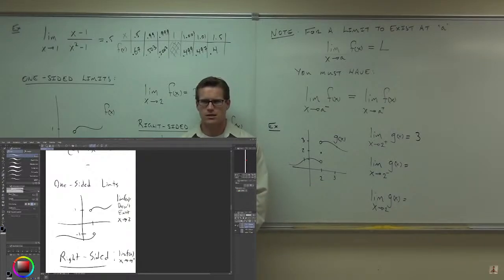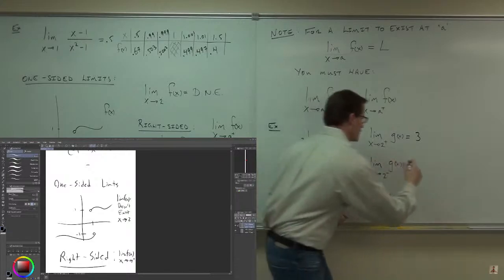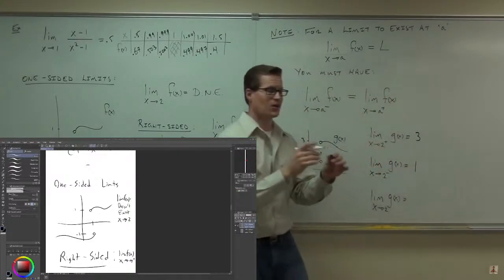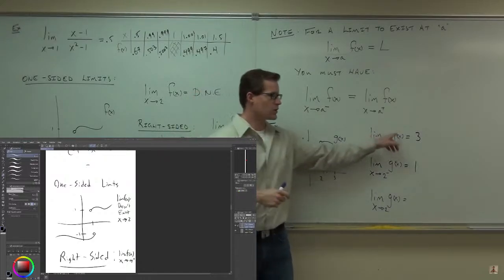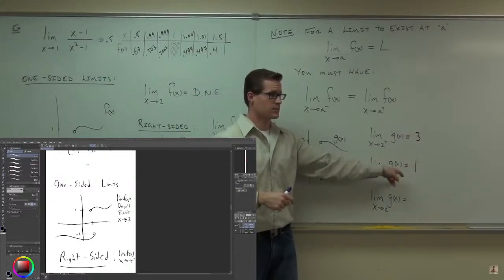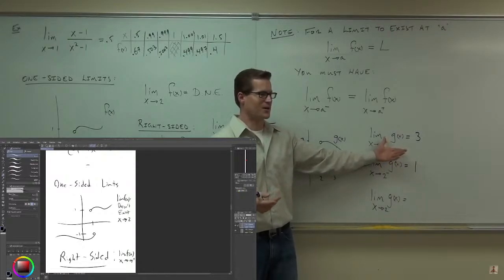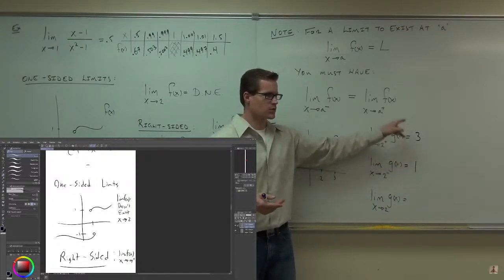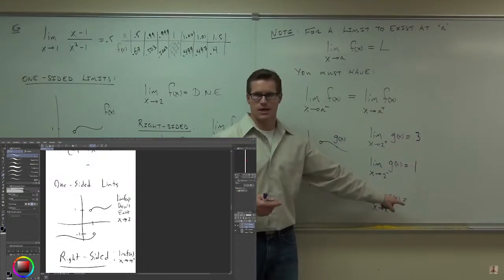What is it? 1. Did you all get 1? How many were able to find 1? Good, okay. Here's how you tell if the limit exists or not. You look at these ones. Are they the same? You sure? Yeah, one's 3, one's 1. I mean, how much more sure can you be? If those aren't the same, does that exist? If those are the same, does that exist?